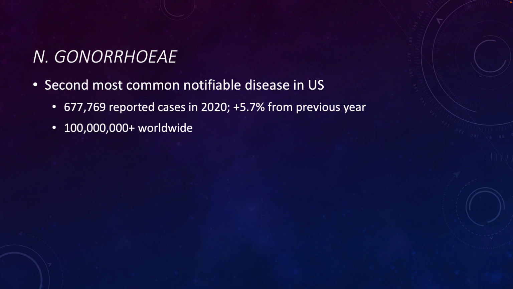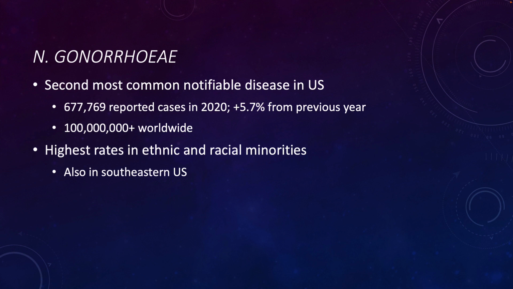This is the second most common notifiable disease in the US. We'll talk about the first later, but it's also a sexually transmitted infection. There were over 675,000 reported cases in 2020, which is up from 2019. And it's estimated that there are over 100 million cases per year worldwide. The highest rates of infection are in ethnic and racial minorities. This is specifically in the US, and also in the southeastern portion of the country.